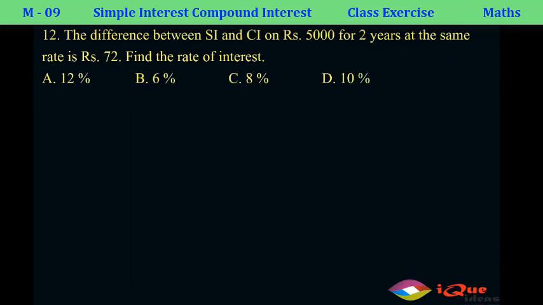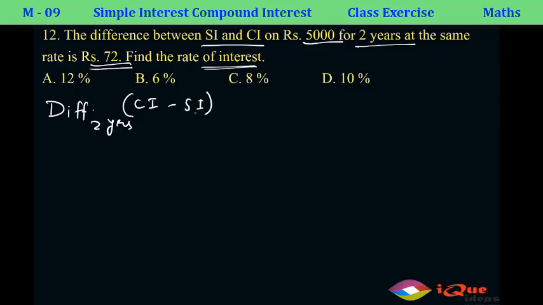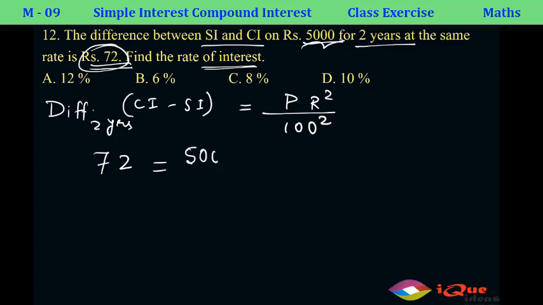Now this question says the difference between simple interest and compound interest on 5,000 for 2 years at the same rate is 72 rupees, right? So find the rate of simple interest. So we know the difference for 2 years between compound interest and simple interest is straight away equal to P R square upon 100 square. Here the difference value is given as 72. So put it here, 72 is equal to P, which is given as 5,000. So put it here, 5,000.